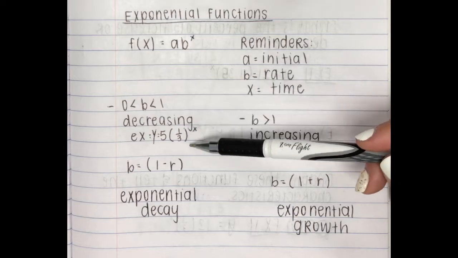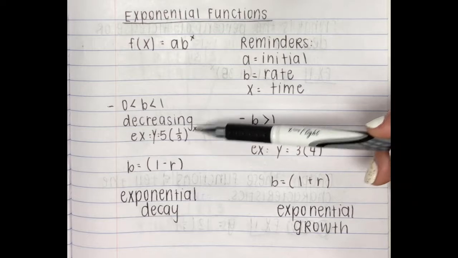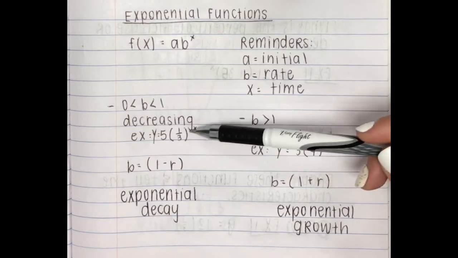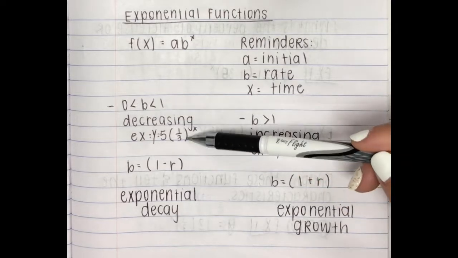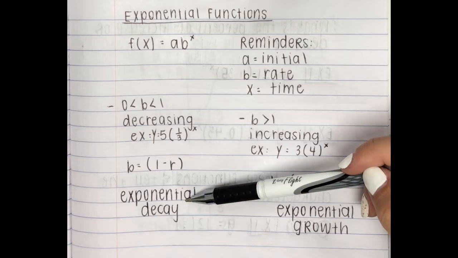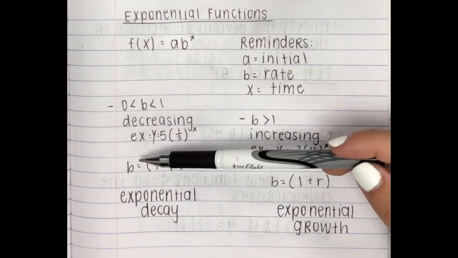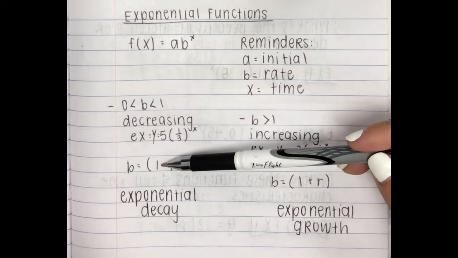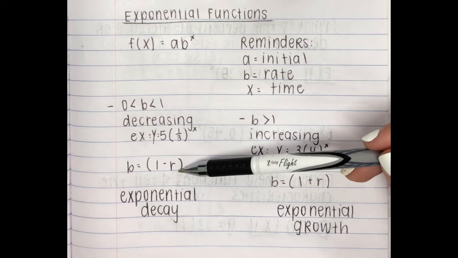So for example, if I had y equals 5 times 1/3 raised to the power of x, my base, the one that's raised to the power of x, is less than 1. It's between 0 and 1, right? 1/3. So we would say it's decreasing or exponential decay, okay? And our b value would be 1 minus whatever the rate is, the percentage, right? Or percentage changed to decimal.